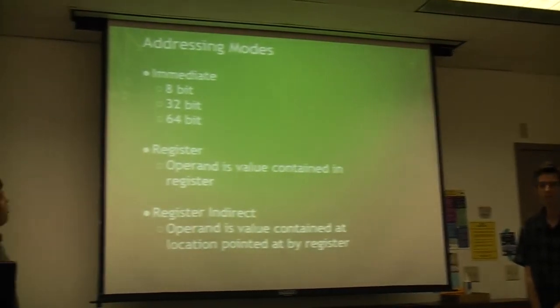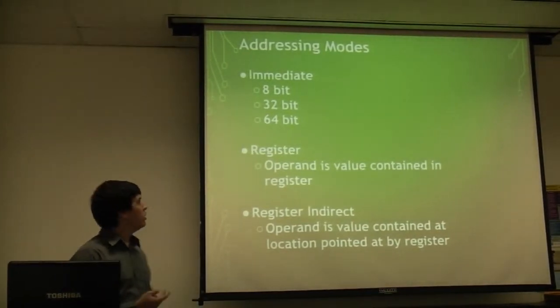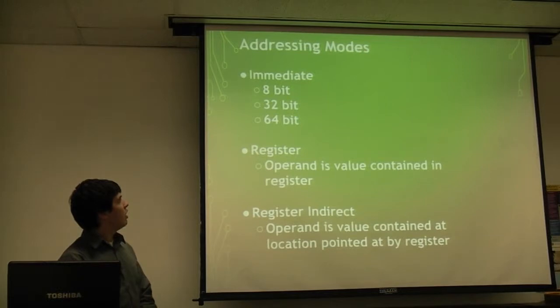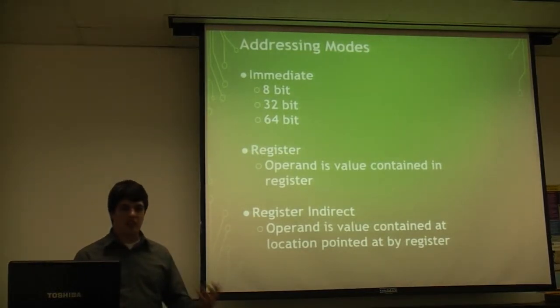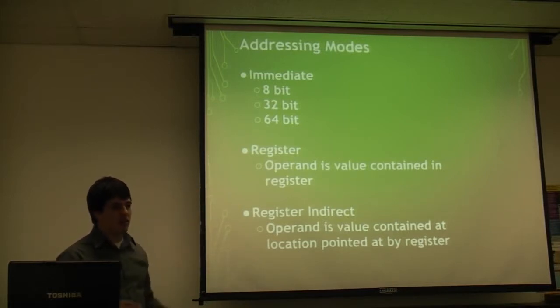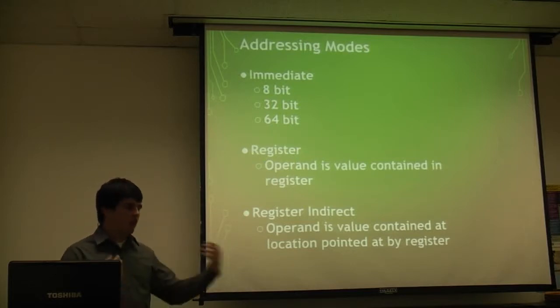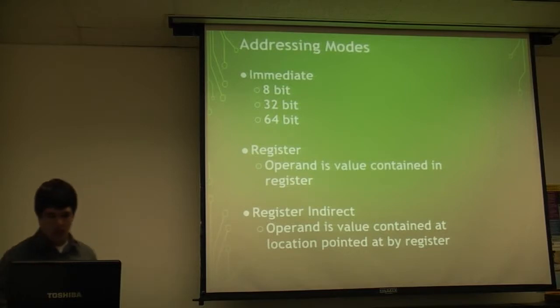Now, for our addressing modes, we did have immediate, register, and register indirect addressing modes. For the immediate, we had to use 8-bit, 32-bit, and 64-bit operands in those modes. Register is just a definition of an operand that is contained in the register. Register indirect, exact same thing, the operand is a value contained at the memory location pointed to by the register.